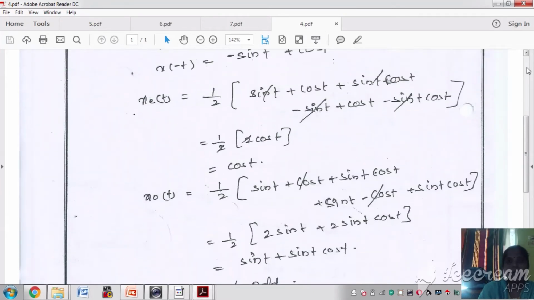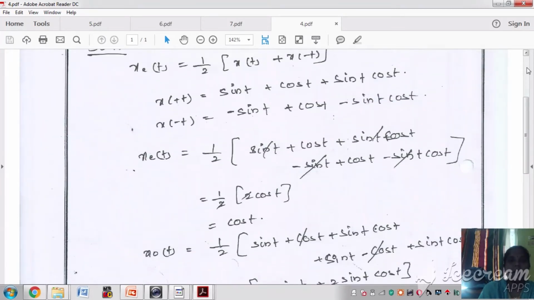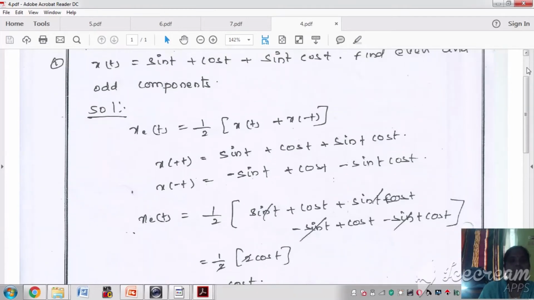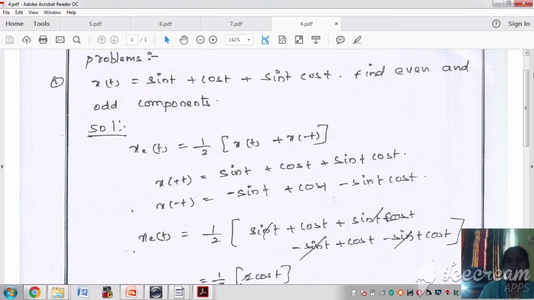Now this is the first question they have given. What is the question here? Find the even and odd components. Here they have given x of t, which is nothing but your signal. It consists of sine and cosine: x of t is equal to sine t plus cos t plus sine t cos t. Find the even component and the odd component.